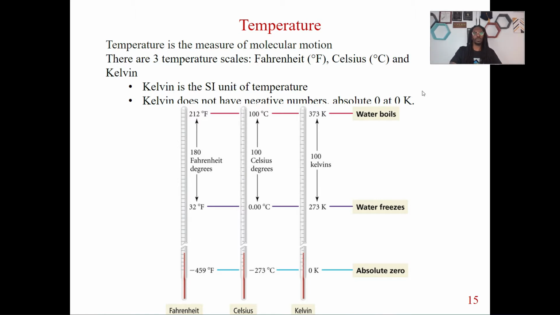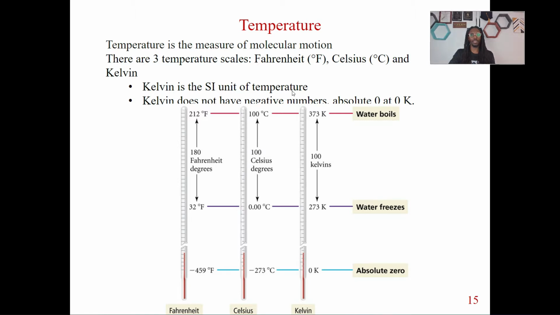Okay, so there are three temperature scales we're going to talk about here. We have Fahrenheit, that's America. Go ahead, be different. Celsius, this is the metric system. And then we have Kelvin. This is that SI unit I was talking about earlier. Kelvin is the SI unit for temperature.